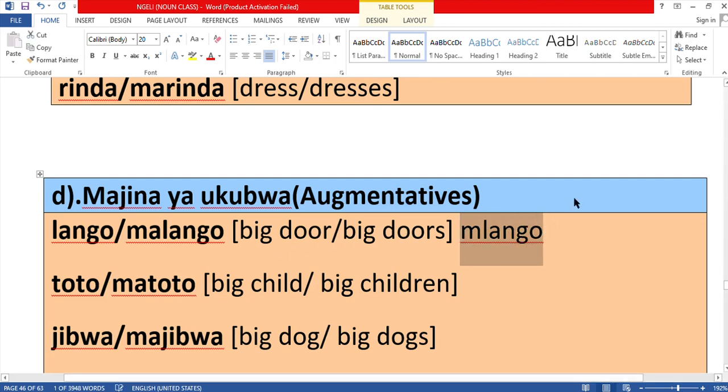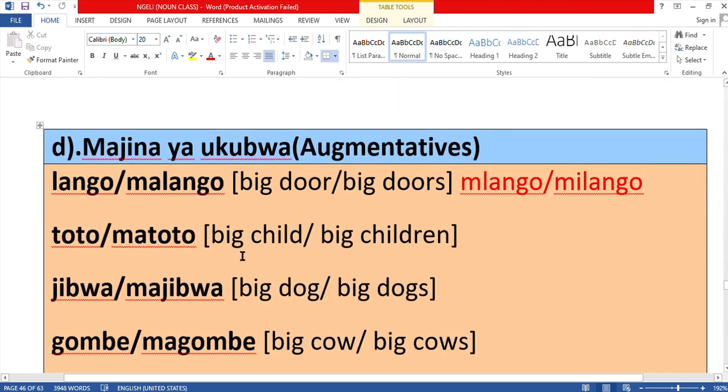So this is the normal word, mlango, and the plural form for mlango is milango. So when the door is very huge, you don't say mlango, but to give the Swahili language its taste, you say lango, lango kubwa. Instead of saying mlango mkubwa, say lango kubwa. Then malango is the plural for lango. Malango. So big door, big doors.